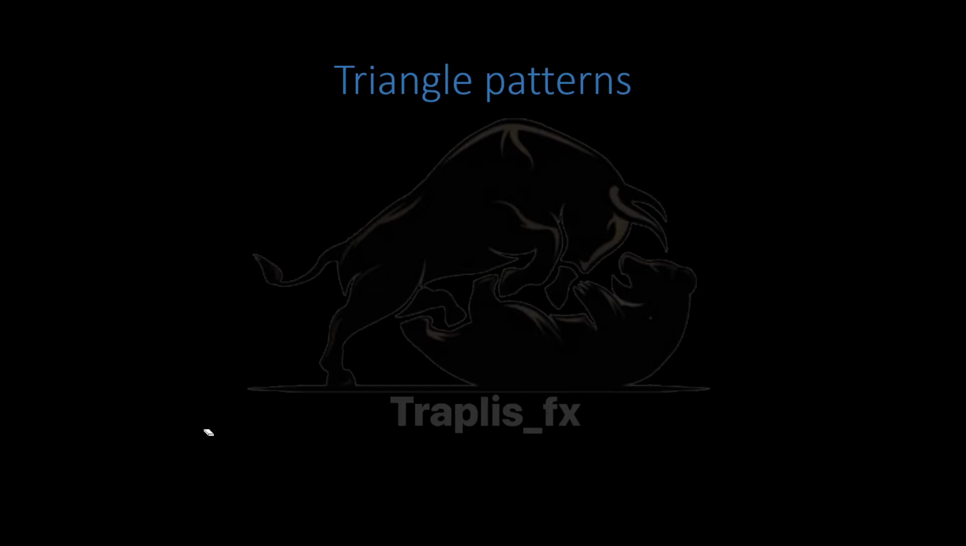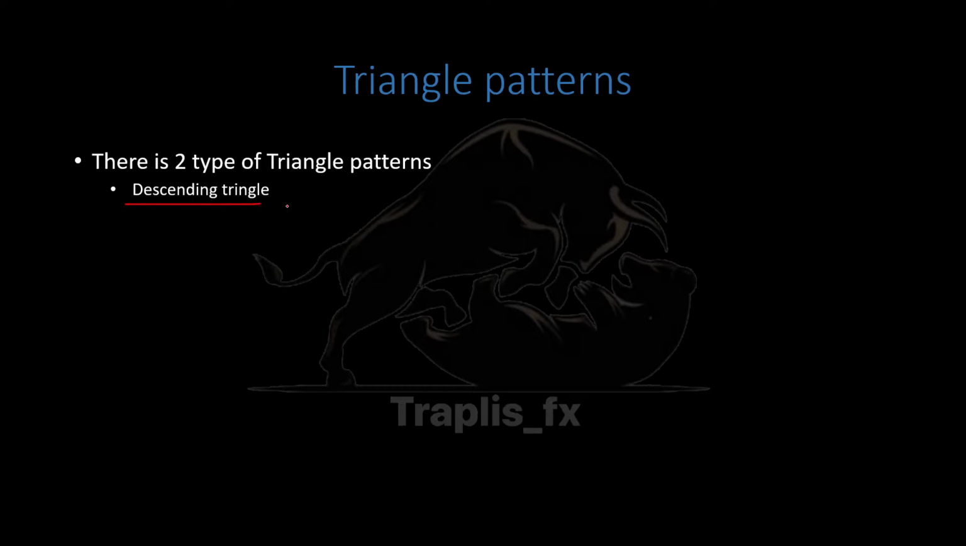Okay, we'll move on to the next. So we're going to talk about triangle patterns. You have two types of triangles. The first one is the descending triangle, which is self-explanatory. It's going to be downwards, and the second one is going to be ascending triangles.